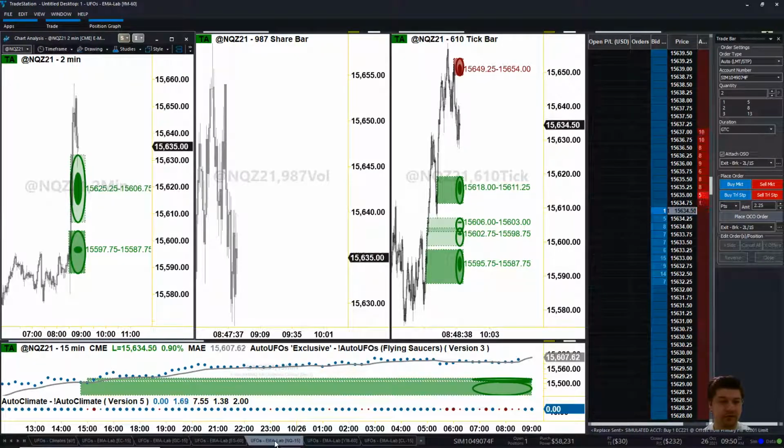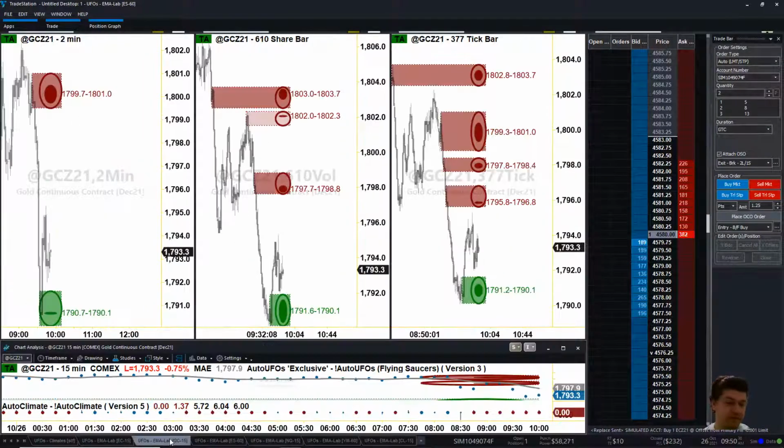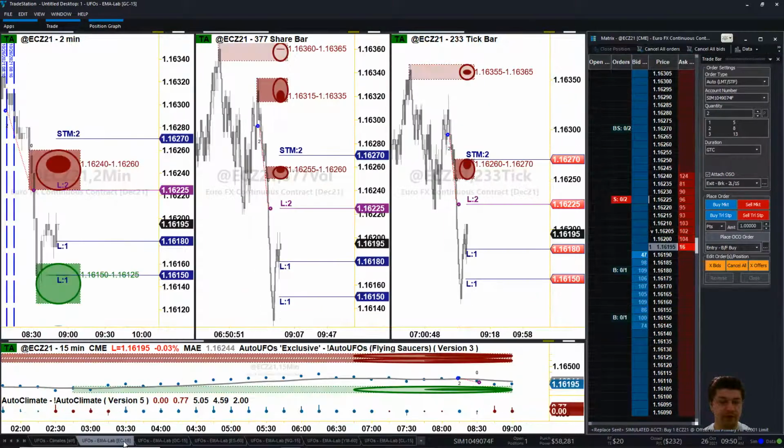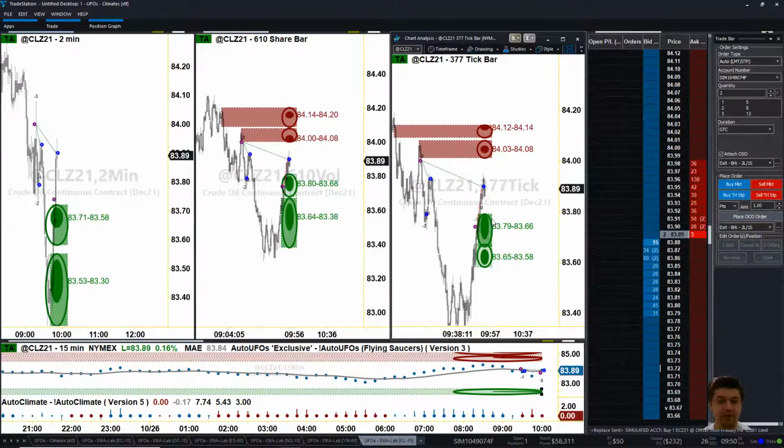NQ touched that UFO, pulled back a little bit, testing it again. The ES kind of the same. Gold not much change. The euro didn't quite get to our entry point, so not much there. That was rather quick, right? It did go a few ticks above our stop, and it looks like it's pausing.